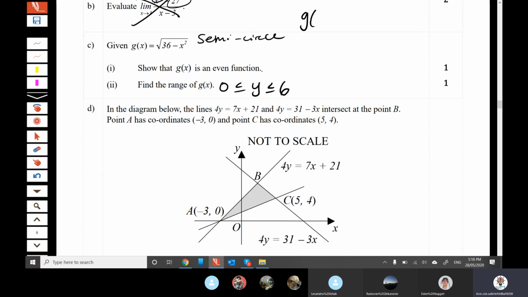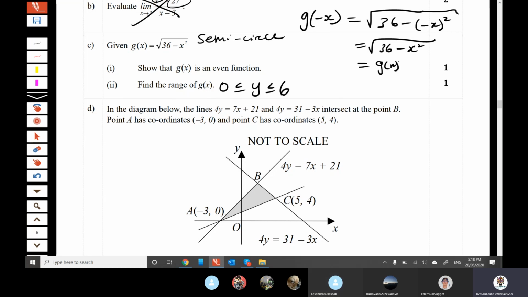So step 1, even or odd or neither, is to always sub in -x. Okay. Step 1. Right? Any question, it doesn't matter if it's even, odd, or neither. That becomes square root of 36 minus -x squared. What's this bit squared? It just becomes -x. Well, no, -x. Yeah, that becomes negative. Like the whole thing becomes -x. Yep, perfect. Which is g of x.